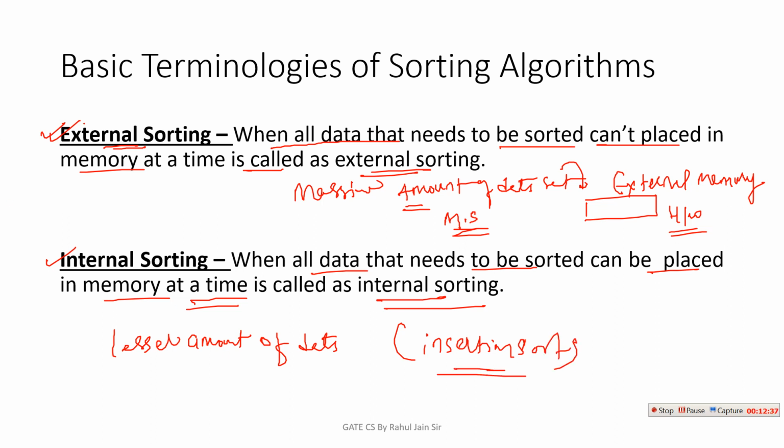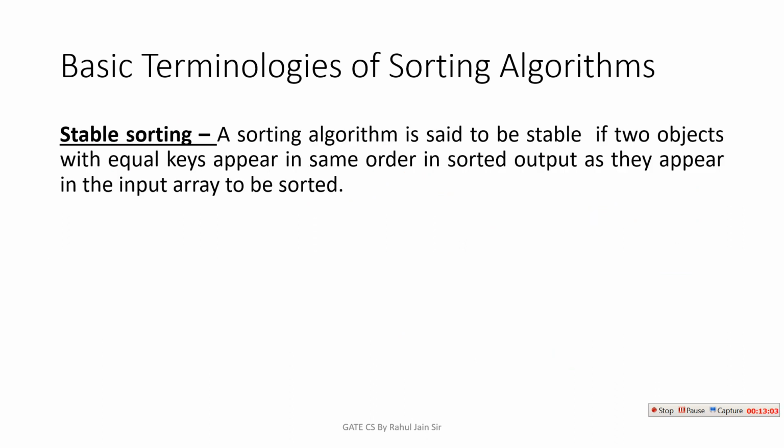External sorting means all data elements can't be placed in a single memory at a time. Internal sorting, all data sets can be placed in memory at a time. Okay, so the basic terminology should be clear to you. I think it is clear. If I am going fast, you can tell me. If I am going slow, you can tell me. Proper response is also required from you after certain intervals, so that I can know whether our speed and content are clearly taken by you or not.